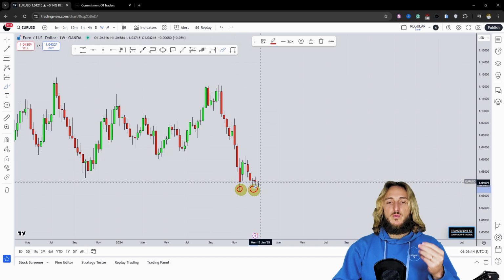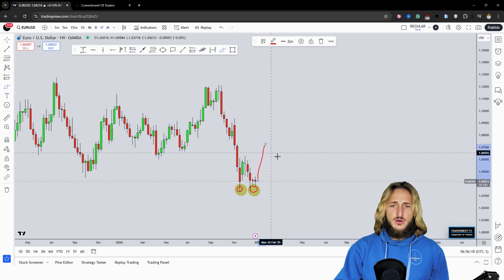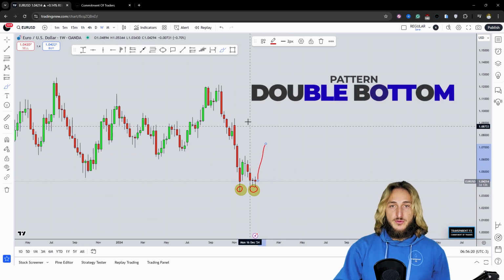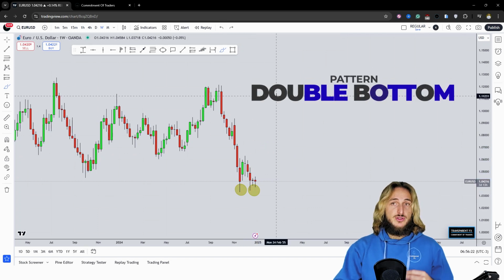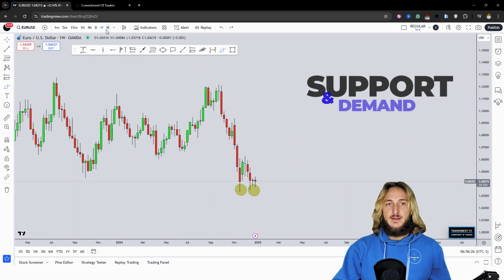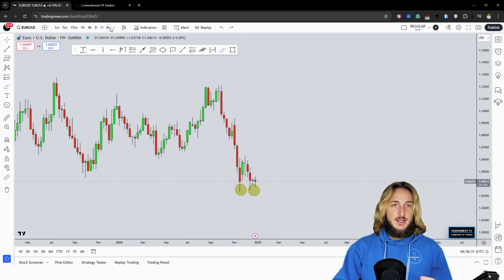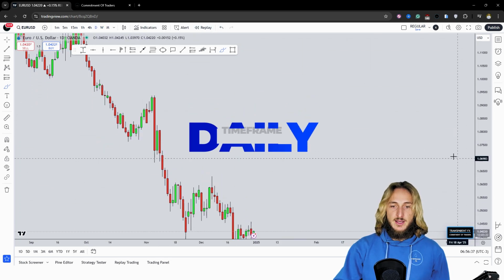So if the market will respect this previous support as support, there is a good probability for a double bottom to be created at this level, which, as we have already seen, is exactly that monthly support and demand that we have just identified. So we would have a double bottom on the weekly inside of a monthly demand and support zone. Now, let's keep all of this in mind and drop down on the daily time frame.